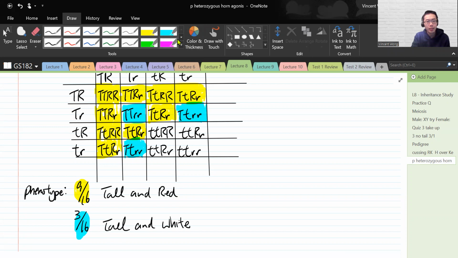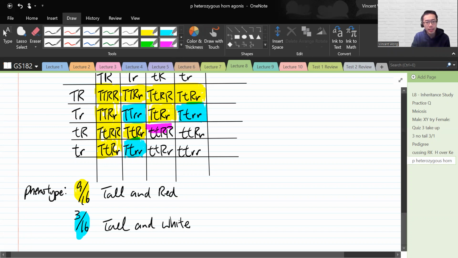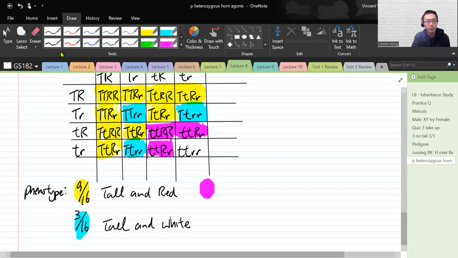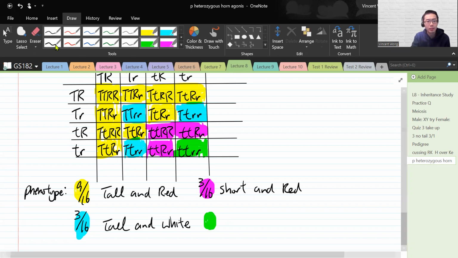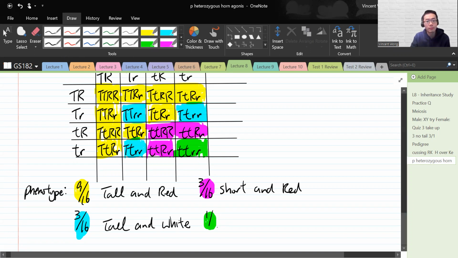Okay, let's do another one here. This is short and red. Yes, that is short and red, and short and red, and short and red. So a total of 3 out of 16 is short and red. And finally, we have one plant out of 16. Short and white. Short and white, that's right. Very good.